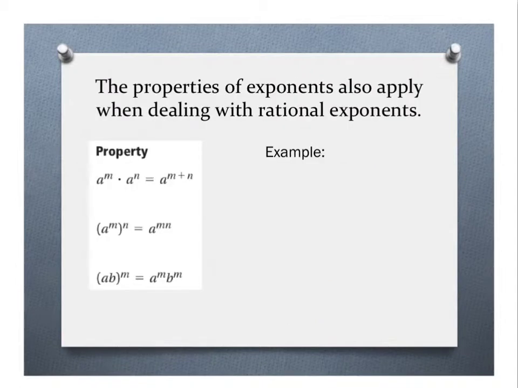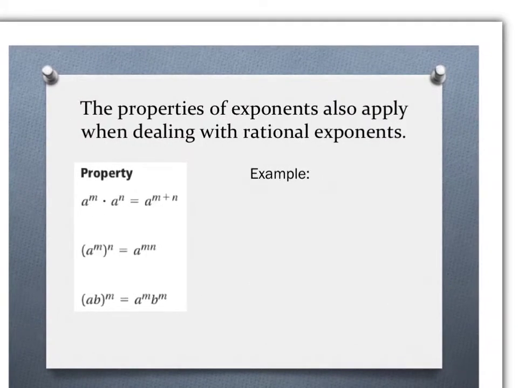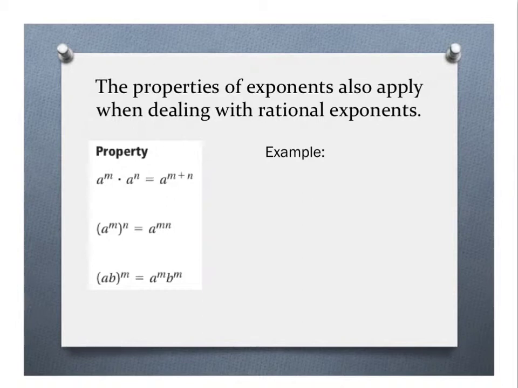All right, so a couple examples, moving on to just seeing how this relates to what we know about exponents already. The properties of exponents also apply when you're dealing with rational exponents, just like they applied with integer exponents. All right, let's do a couple examples. If I have 8 to the 1/3 power times 8 to the 2/3 power, just like I could over here, I could add those exponents. 1/3 plus 2/3 is 1, and that's 8 to the 1st, or just 8.